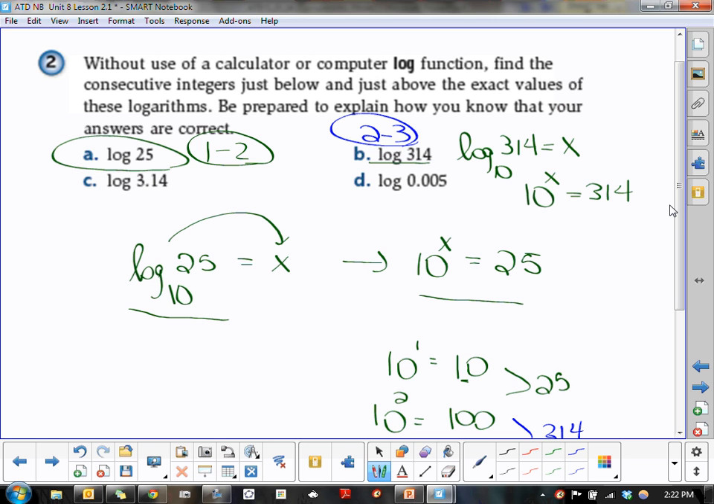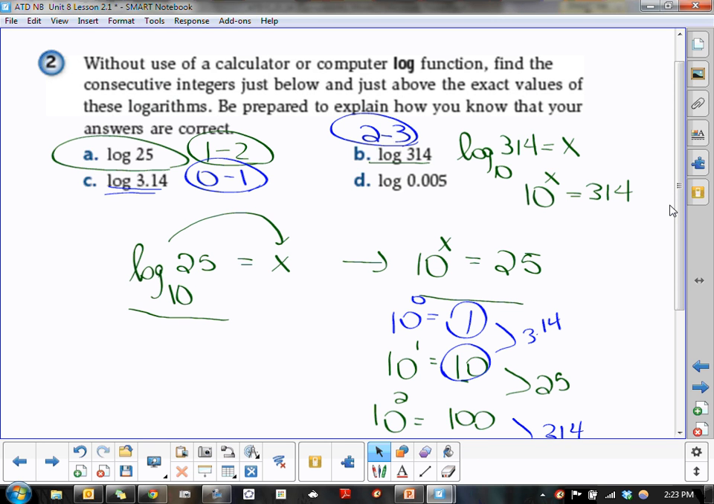Now how about C? It's a 3.14. This is screaming, find the exponent. You raise 10 to get 3.14, but what's it between? 0. All right, so now we've got to go 10 to the 0. 10 to the 0 is 1. The 3.14 they gave us is somewhere between a 10 and a 1, so it must be between 0 and 1. We're going to stop at that.